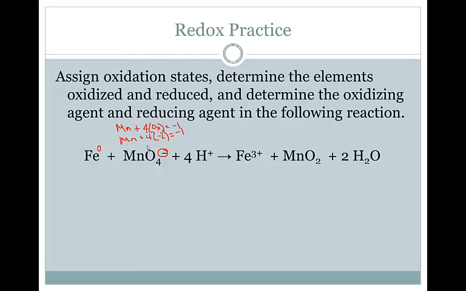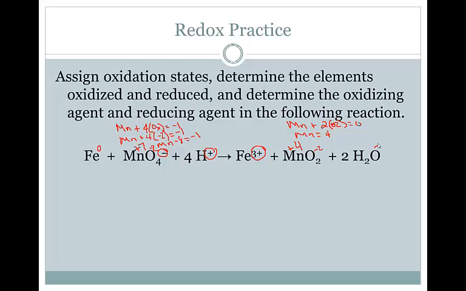So Mn here is a plus seven, oxygen is a minus two, hydrogen is a plus one, iron's a plus 3. Oxygen, once again, is a minus 2. So Mn plus 2 oxygens, 2 negative 2s, is equal to 0 because I don't have a charge up here anymore. So Mn is equal to 4. So that's a positive 4. And here, oxygen's a minus 2 and hydrogen's a plus 1.